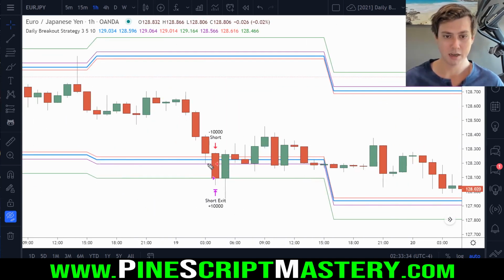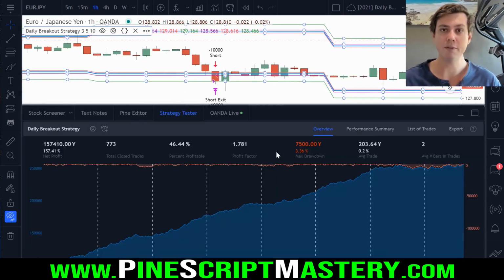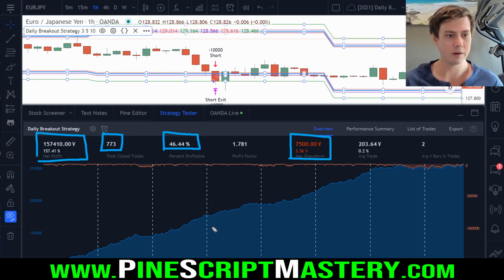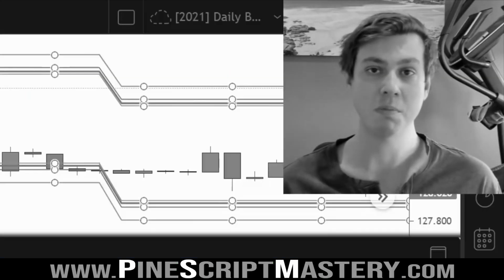So we place a 3 pip sell limit below the previous day's low with a 5 pip stop and a 10 pip take profit. And using a fixed position size over the past 773 trades, we've had a 46% win rate with a 2-to-1 risk reward, only 3% max drawdown, and a return of 157%. It's pretty awesome, right? What if I told you this script might not be profitable at all?